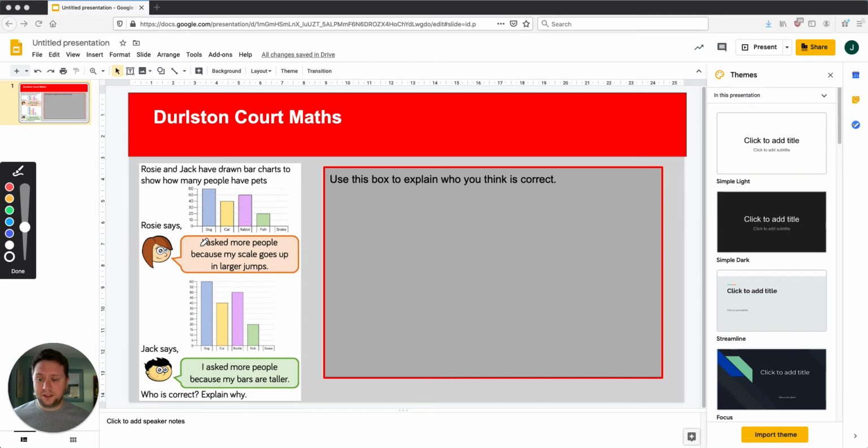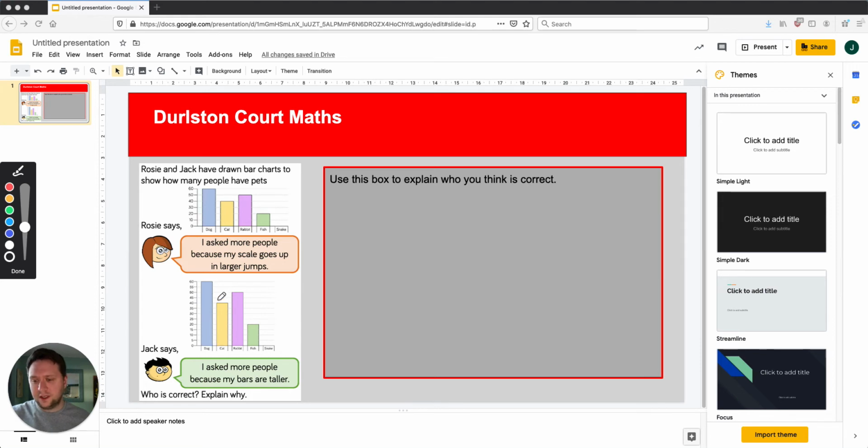Definitely his bars look taller, don't they? They look more stretched out vertically. Let's have a look closer then. I'm looking at his vertical axis here. And this time it's going up in 5s, whereas Rosie was going up in 10s. So there is a difference there. If they're going up in a smaller number, would his bars be taller? Even if they're the same data.